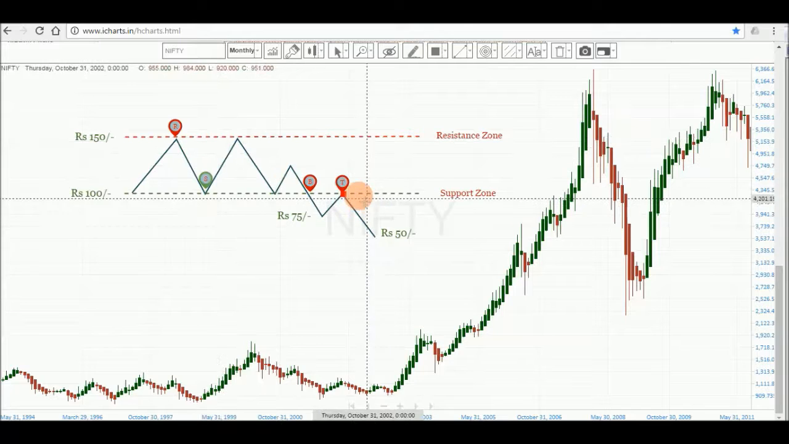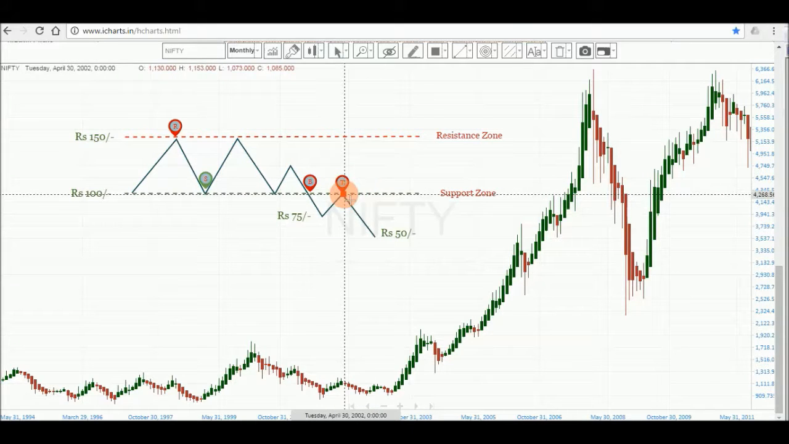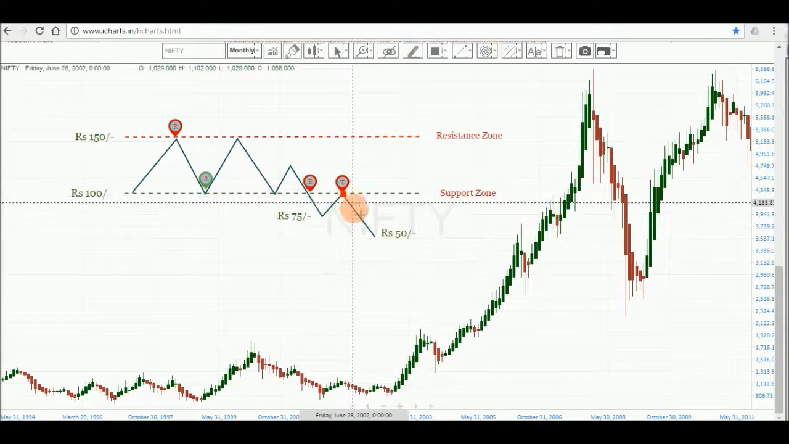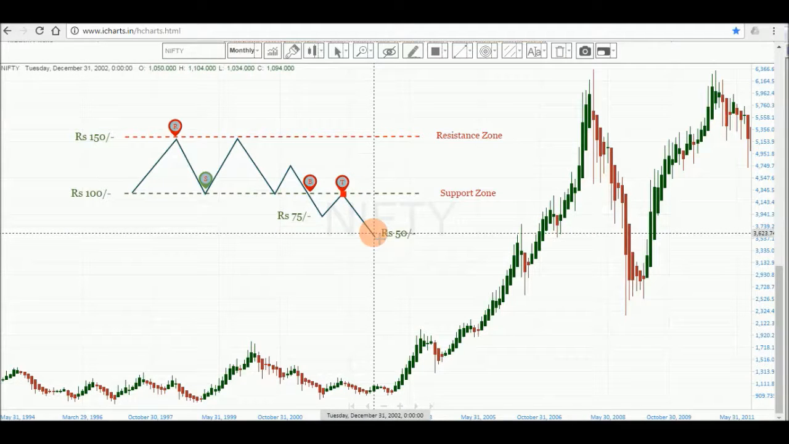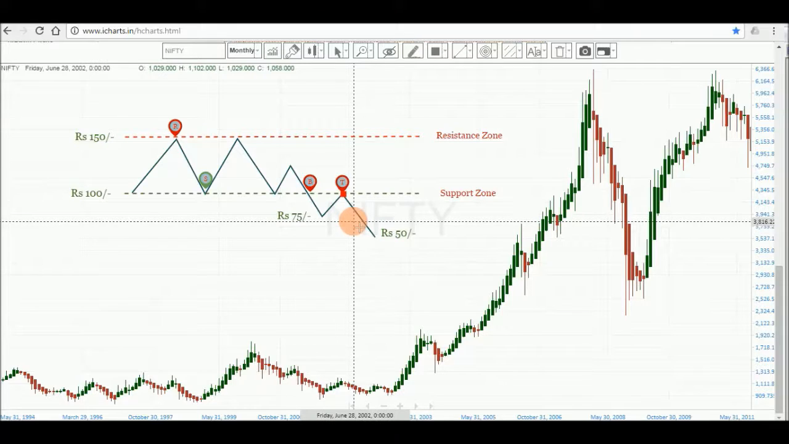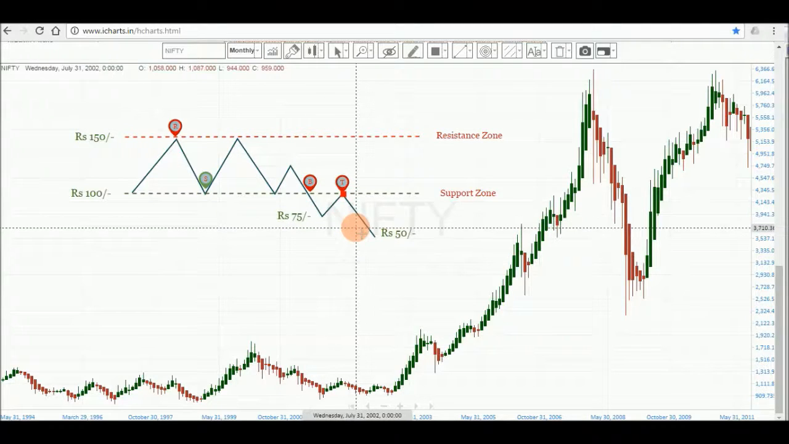Now at the point marked by the red square, the price failed to hold this support and prices moved to a new low of 50 rupees. Now this would be considered a violation of a support level, and this is where the mentality of the sellers changed and they were not ready to pay even 100 rupees for the stock. So it fell to a new low.